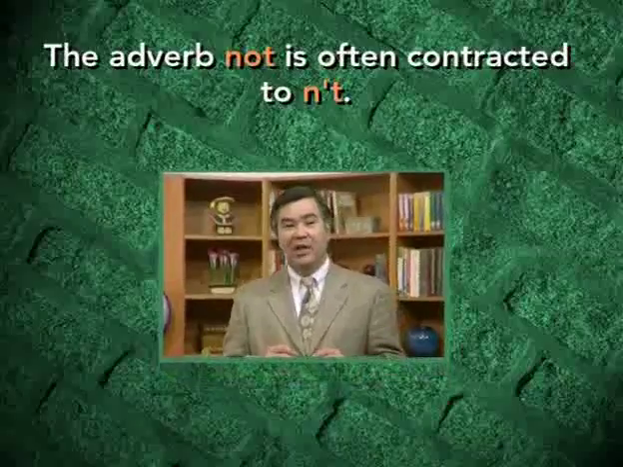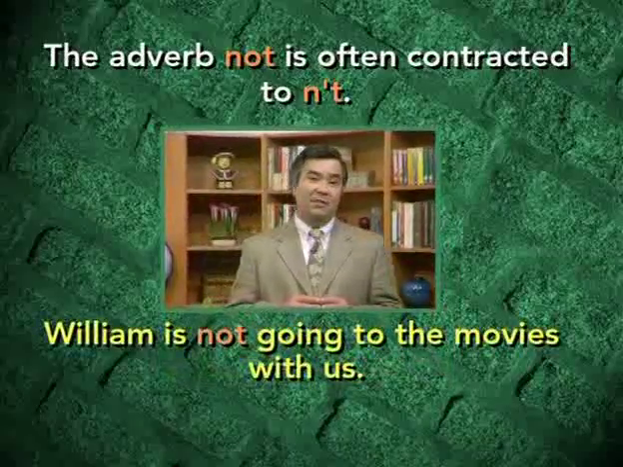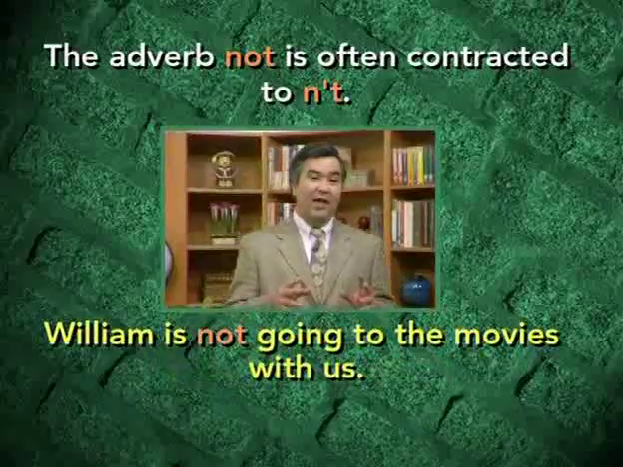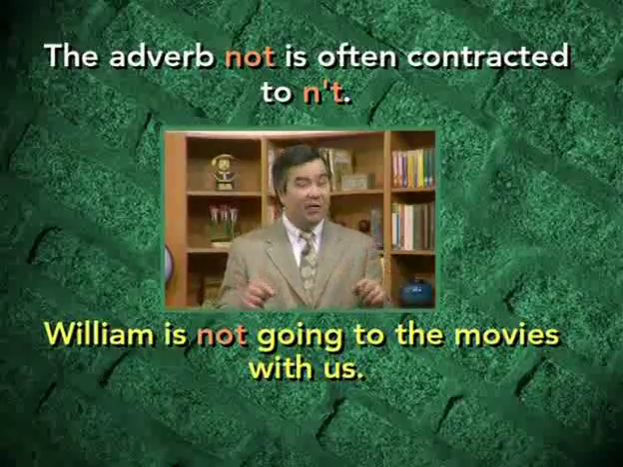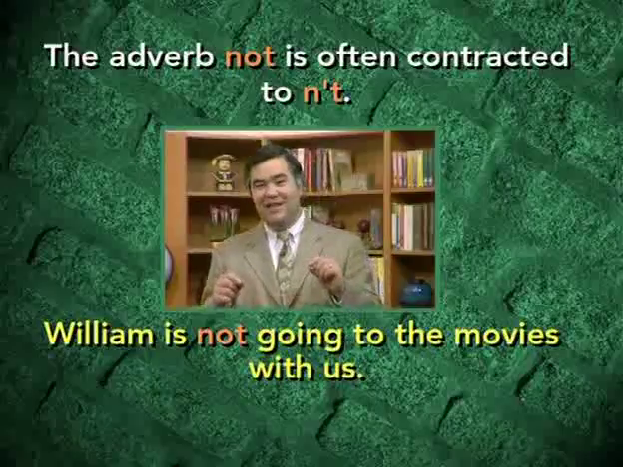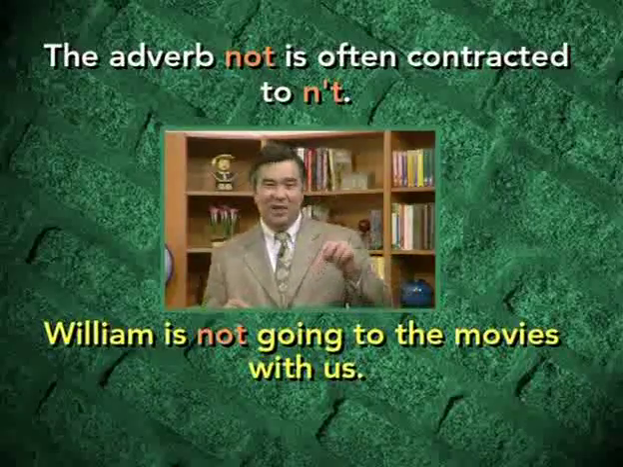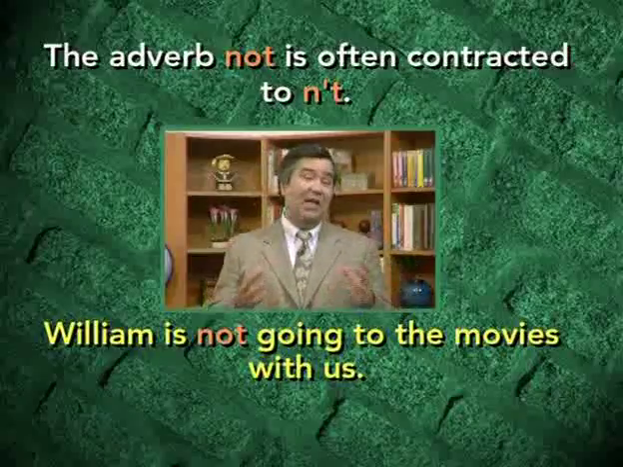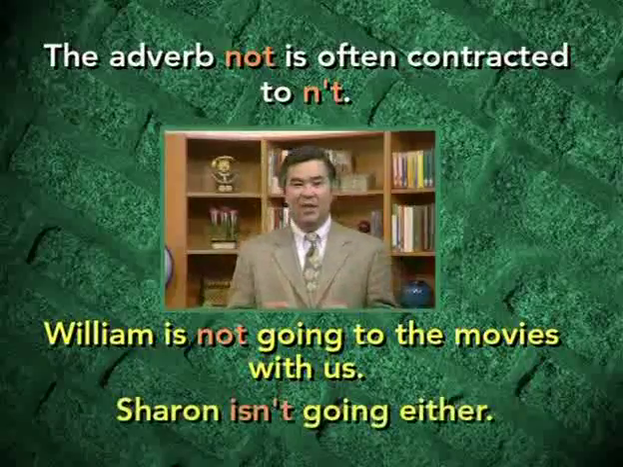So for example, look at these two sentences. William is not going to the movies with us. Here the adverb not appears in the middle of the verb phrase is going. Remember that the adverb not isn't part of the verb phrase, even though it interrupts it. The verb phrase in this sentence is going. Not is an adverb which, in this case, interrupts the verb phrase or appears in the middle of it and changes its meaning to a negative. He is not going to the movies with us.